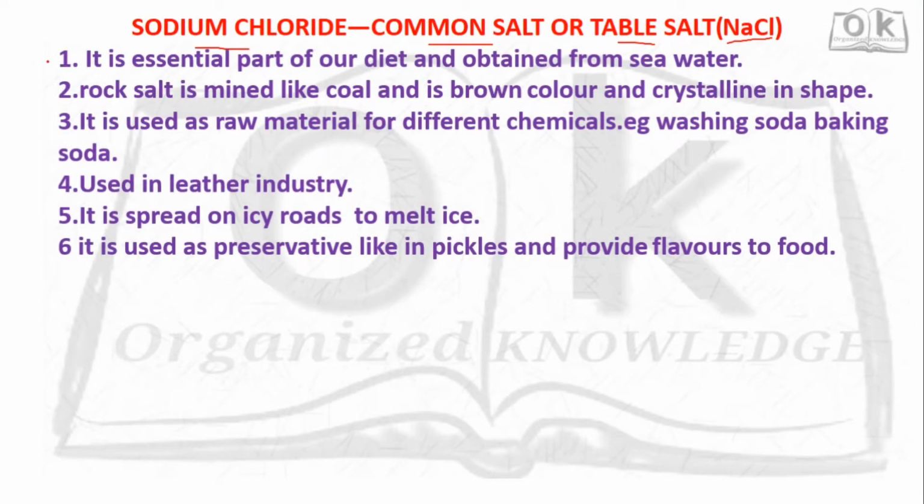The first characteristic: it is an essential part of our diet and obtained from seawater, you all know. Second, rock salt is mined like coal, and it is brown in color and crystalline in shape. And the third point, it's very important: it is used as a raw material for different chemicals. हम जितने भी आगे chemicals पढ़ेंगे, in all of them there will be a raw material which is table salt. For example, washing soda, baking soda.